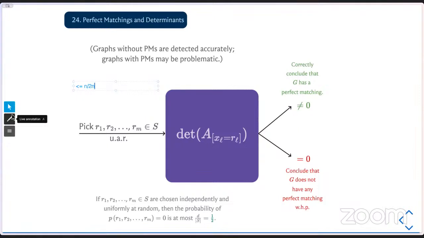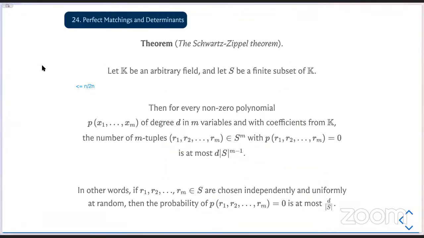So S is a finite subset. I'm suggesting that it's a subset of a finite field. So I'm saying let's work with, interpret this as a polynomial over FP. I think that's something we can always do.